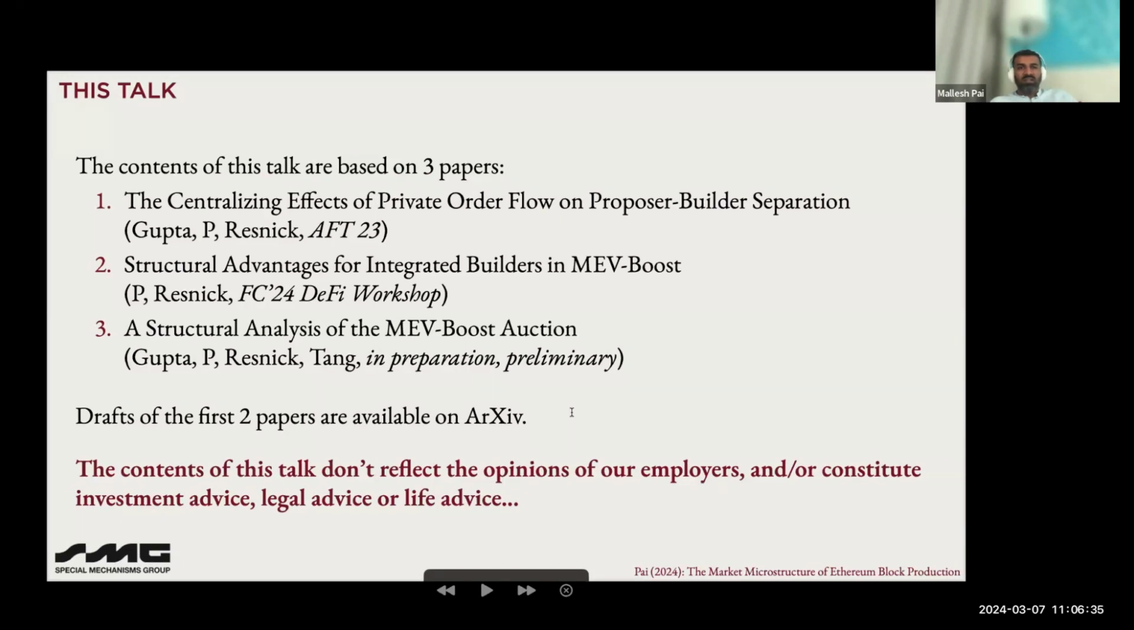One with Devas and Max on the effects of private order flow on proposer builder separation, a paper with Max on the structural advantages for integrated builders, and an in-preparation work with all four of us trying to do some structural empirical auctions. The first two papers are available on arXiv. I hope the third one will be ready shortly.